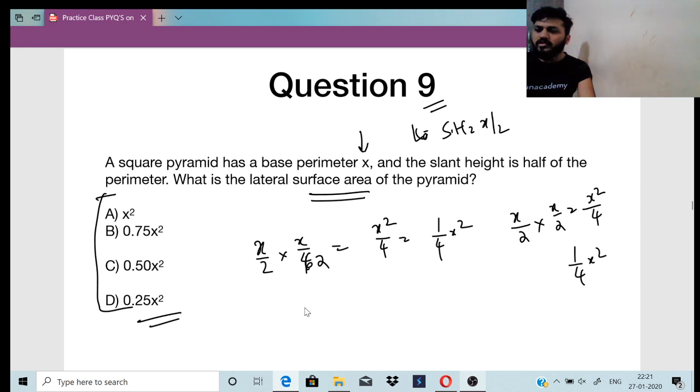Or else you can also term it in another manner, right? So what is a square pyramid? What is a square pyramid, right? This is what a square pyramid is, right?